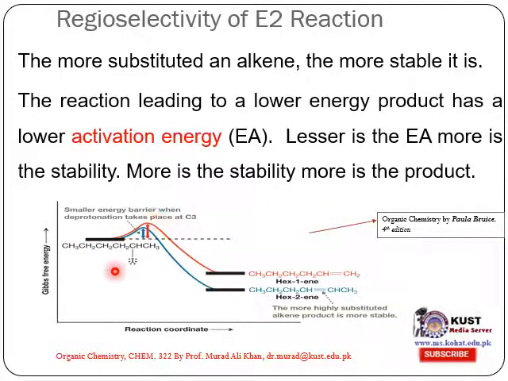Like if you see here in this diagram, you see here 1-hexene and 2-hexene. The 2-hexene that is highly substituted is of less energy as compared to the 1-hexene, and as we have that lower energy product has lower activation energy, lesser is the activation energy, more is the stability, so it is more stable as compared to the 1-hexene.